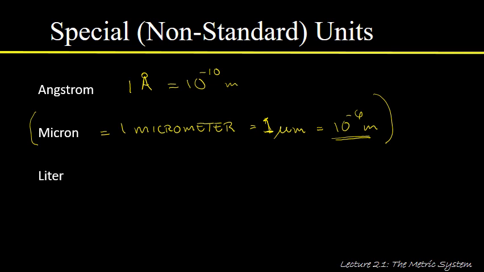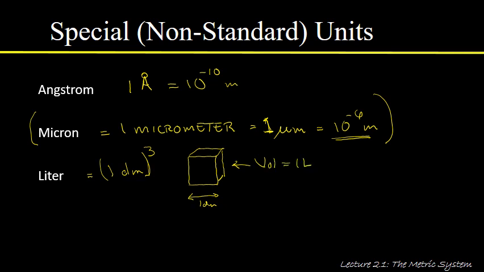Another one that is important is a liter, and a liter is defined as 1 decimeter cubed. So decimeter, here's one of the times where we're using that prefix deci. A decimeter is 1/10 of a meter, or 10 centimeters, which is about 4 inches. So if you had a cube that was 4 inches on each side, the volume of that cube is 1 liter.